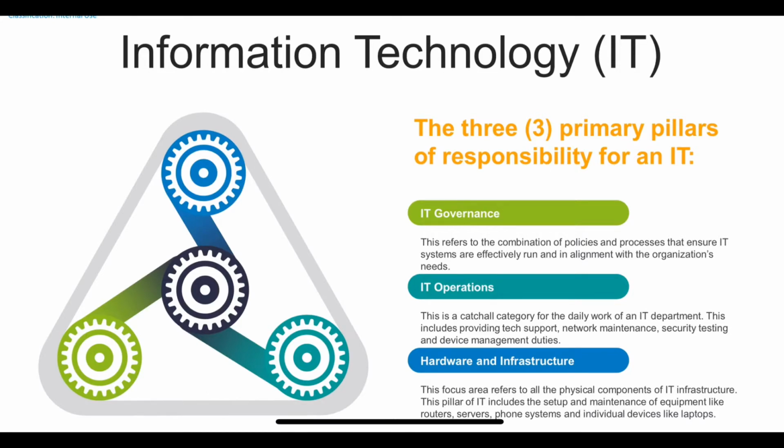They are IT governance, IT operations, and hardware and infrastructure. IT governance refers to the combination of policies and processes that ensure IT systems are effectively run and in alignment with the organization's needs. So like in our company, our IT is aligned with the company objectives, with the company visions. While IT operations is a catch-all for the daily work of an IT department.